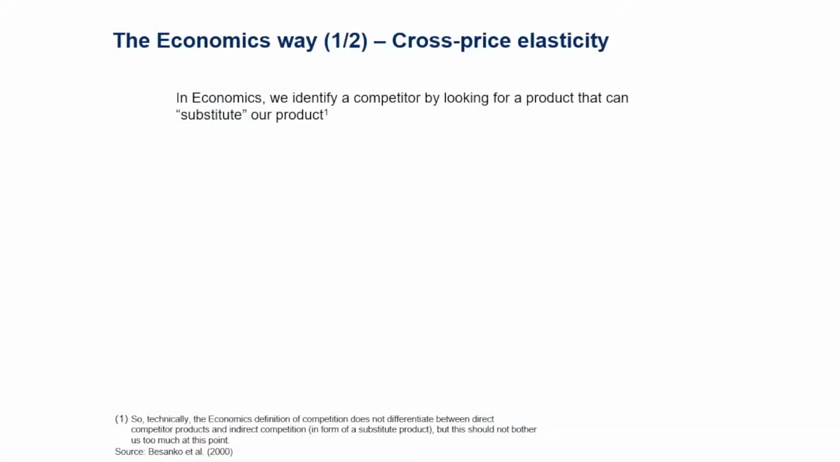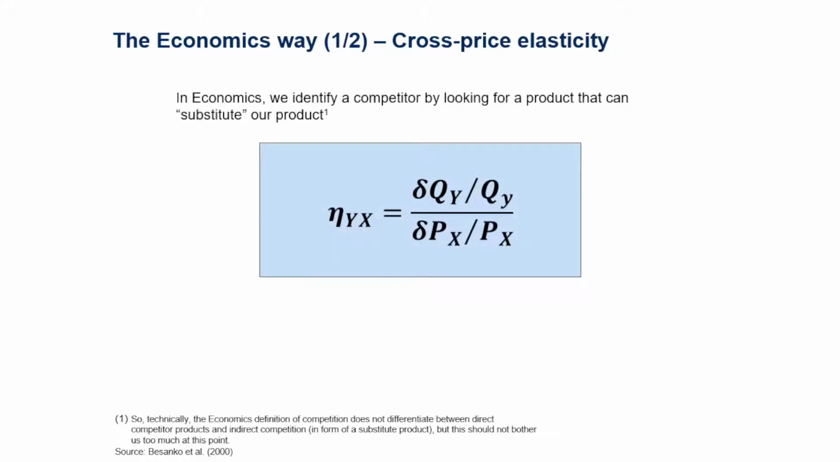Now, before jumping into the analysis of the competitor, we first need to take a step back and be very clear of what is actually a market and what is the competitive environment that we are playing in. And a good way to start is to look at economics. And economics identifies competitors by looking at products that can substitute our product. And the way to measure this is cross-price elasticity.